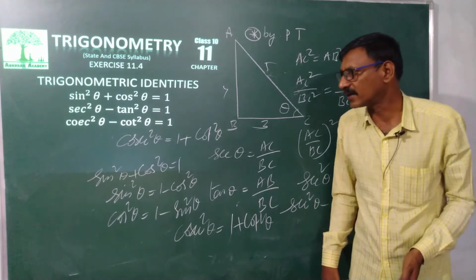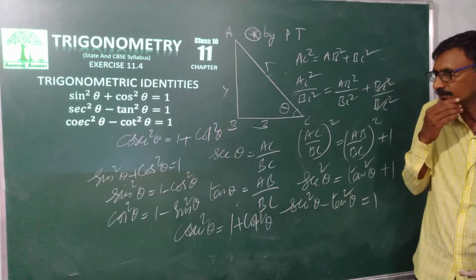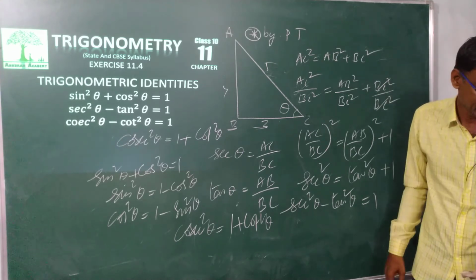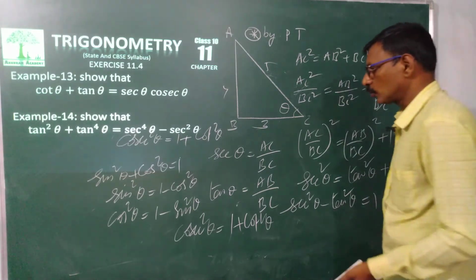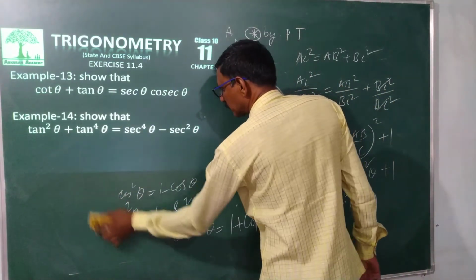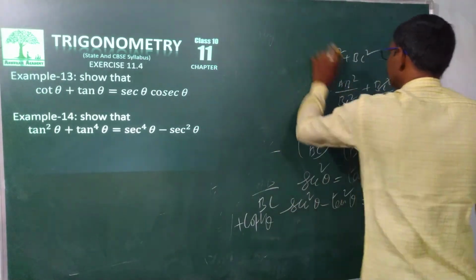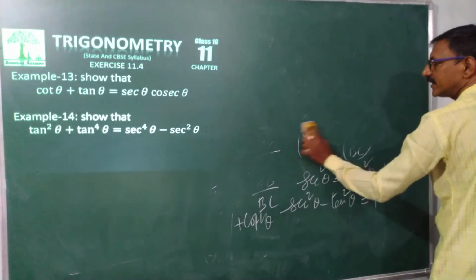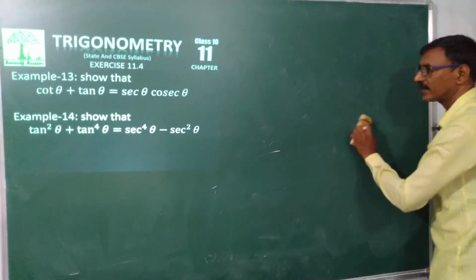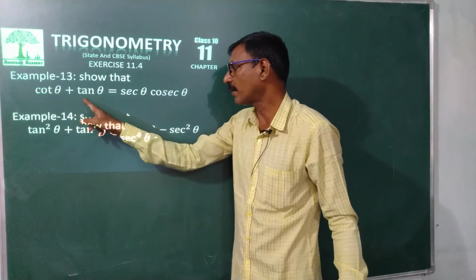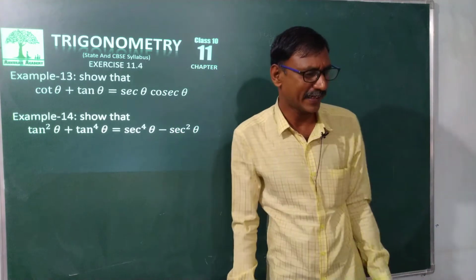Let us see one example so that we get an idea how to solve some trigonometric identities. Okay, here I have two problems. The first one is cot theta plus tan theta is equal to secant theta into cosecant theta.